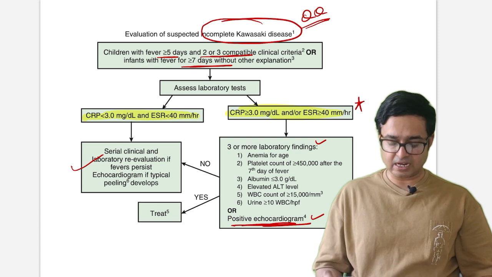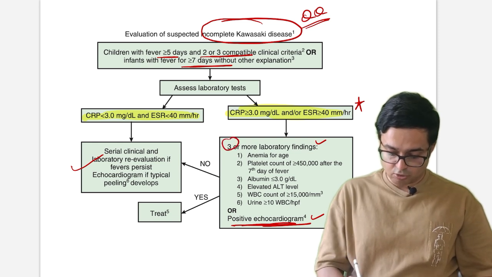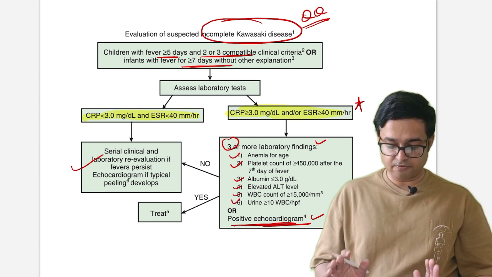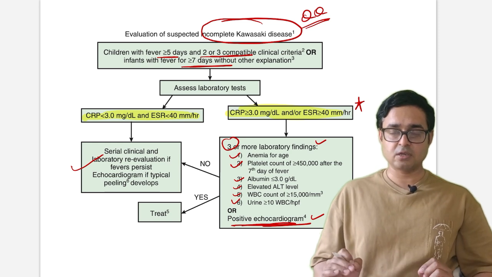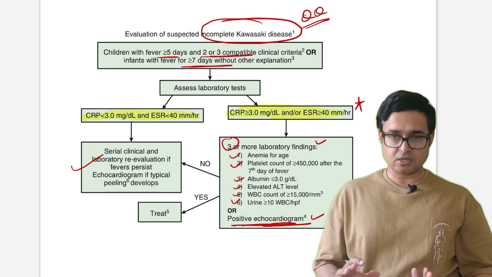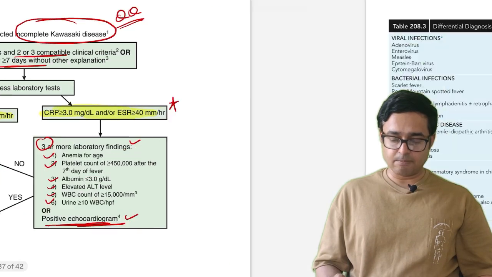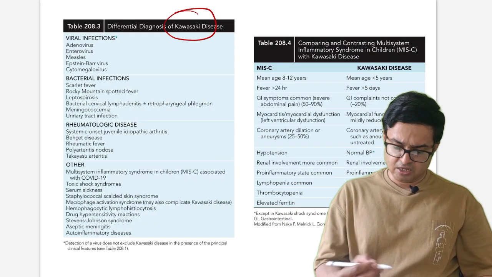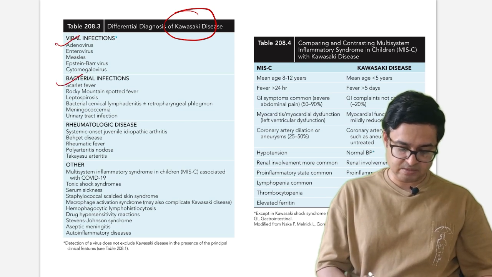If echo is negative, then 3 or more laboratory findings should be there: anemia, thrombocytosis after 7 days, albumin less than 3, elevated AST, TLC more than 15,000, and urine more than 10 WBC per high power field. So this is important. Just see this and revise again. Diagnostic criteria of incomplete Kawasaki disease. Differential diagnoses for Kawasaki are many. Just go through them once: viral diseases, bacterial infection, rheumatological disease, and others.